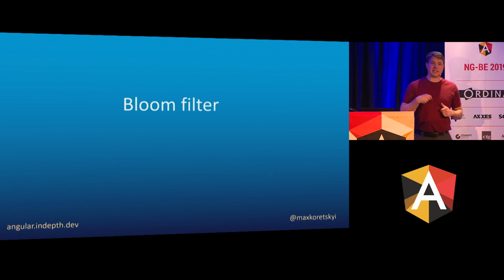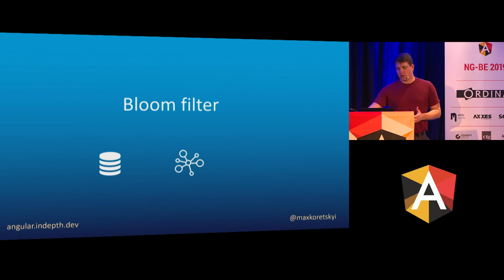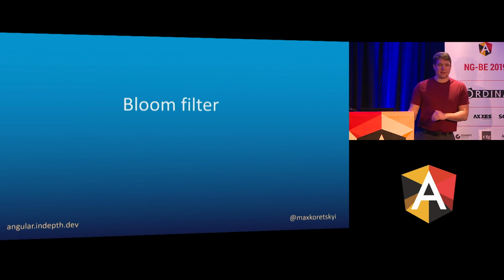So what if I told you there is a method to check if there is an item in an array or not with just one operation, regardless of how many items you have in the array? And this is where Bloom filters come into play. It allows you to answer a simple question: if the item is in the set or not.